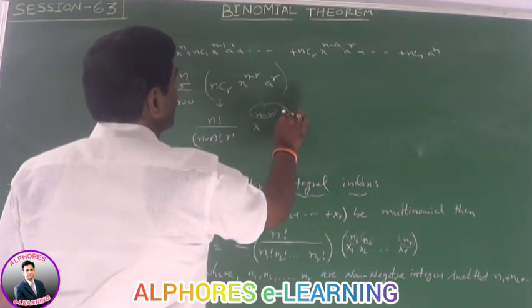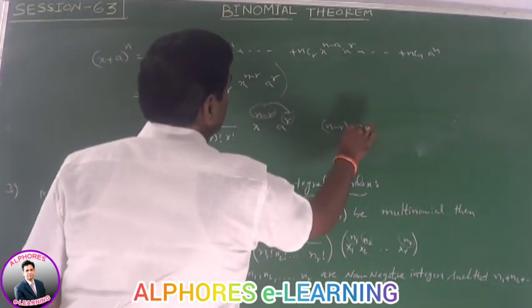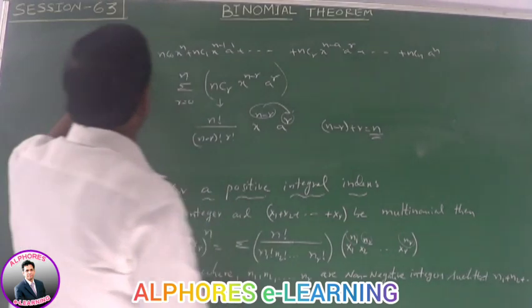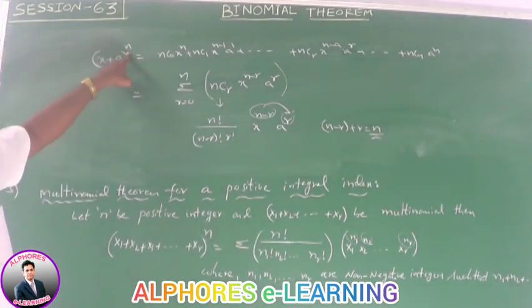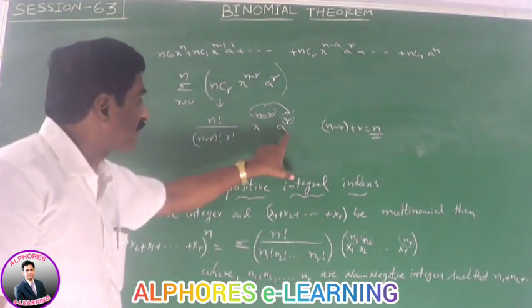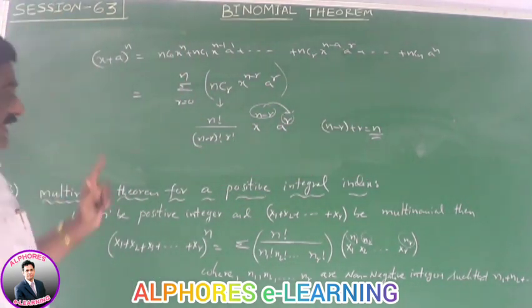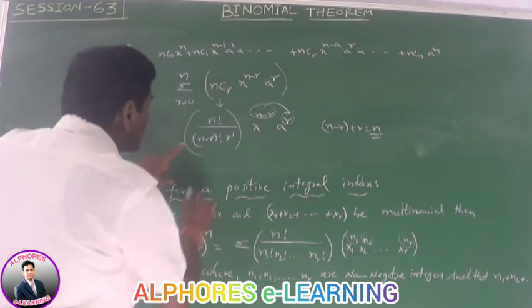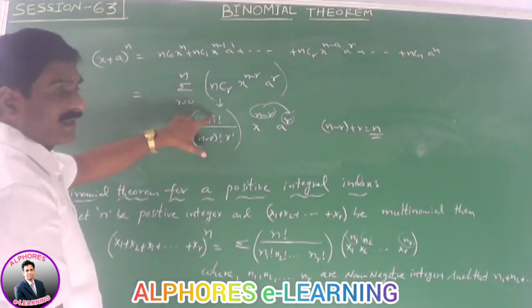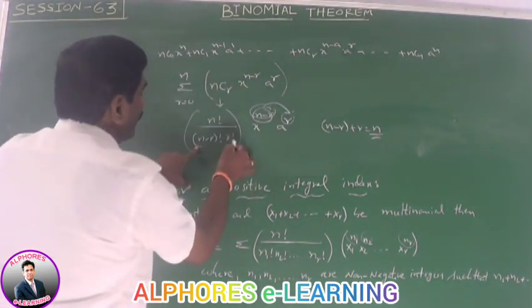The sum of these two values is n minus r plus r, which is equal to the index of the binomial, index n. Please observe this value. The sum of the indices of these binomial values is equal to the index of the given binomial n. At the same time, what is the coefficient? This value is nothing but n factorial by (n minus r) factorial into r factorial.